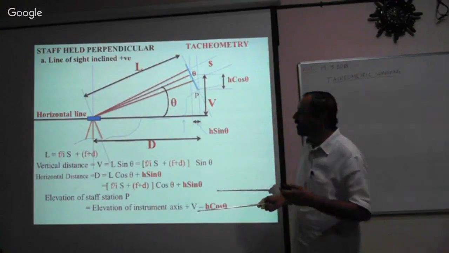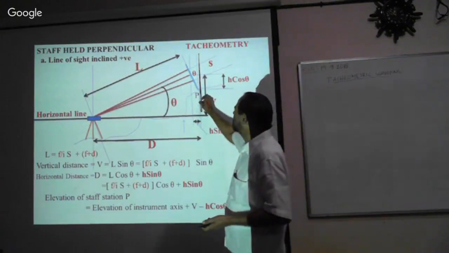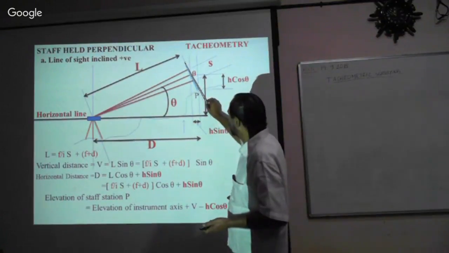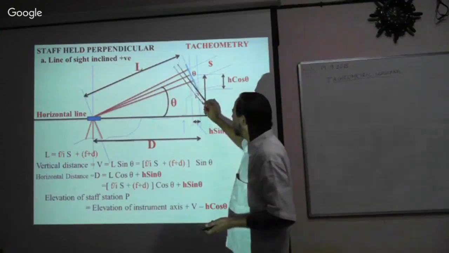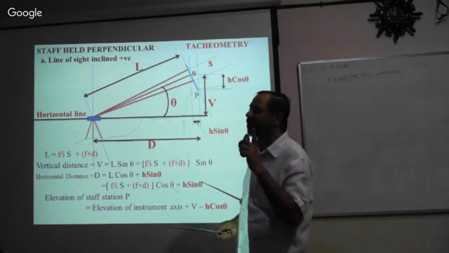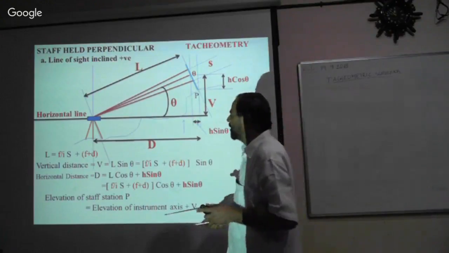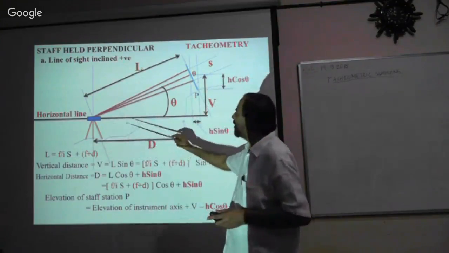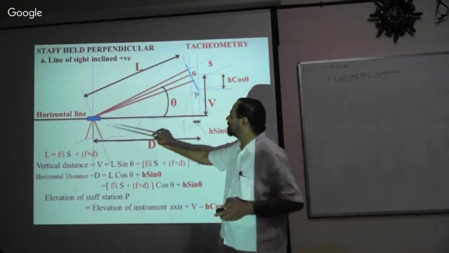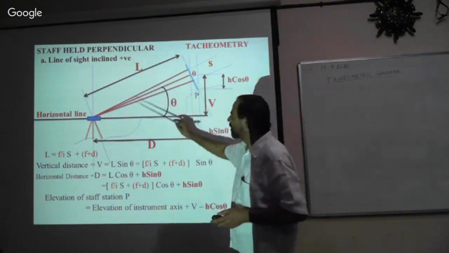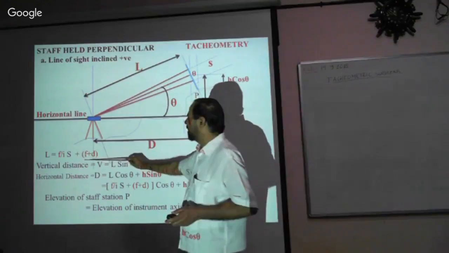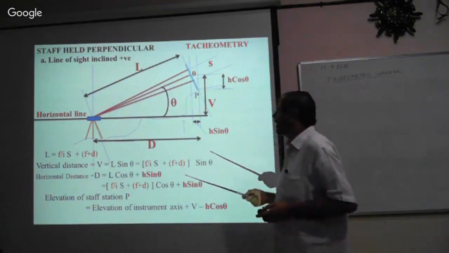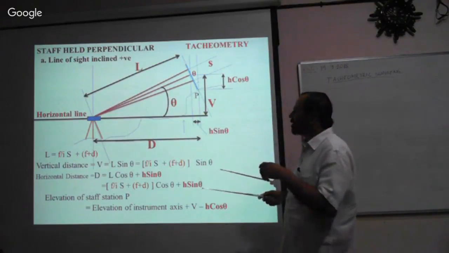In the previous case, the staff was held vertical, not perpendicular to the line of sight. Now here, the staff is held perpendicular to the line of sight. Therefore the fundamental principle, D is equal to f by i into s plus f plus d, is applicable here. Straight away we can use that equation. Therefore L is equal to f by i into s plus f plus d. That is how one problem is solved.